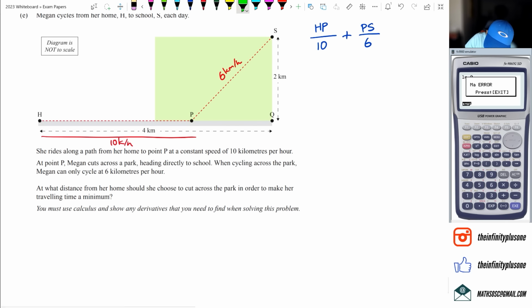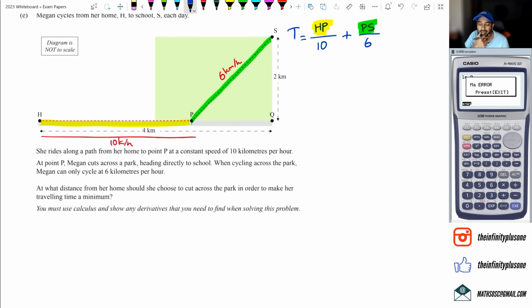So just to kind of highlight the points. That is PS right there. And then we've got HP, which is here. So you can kind of see that the total time, if I put the time that she takes, is going to be HP over 10 plus PS over 6. Now, the problem is we don't know what that optimal distance is.